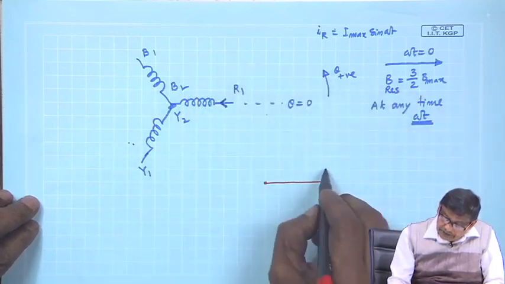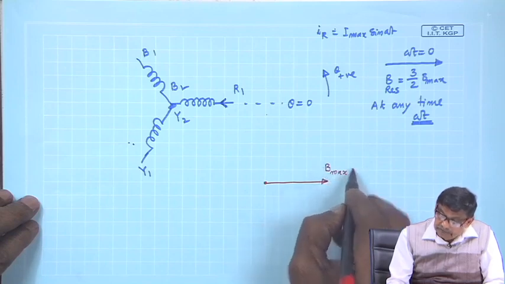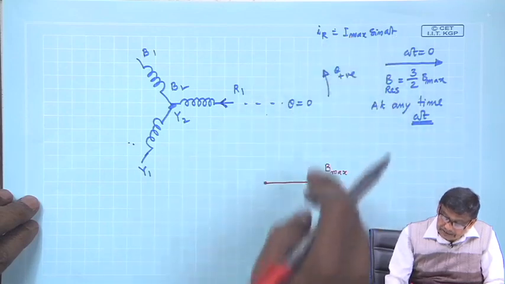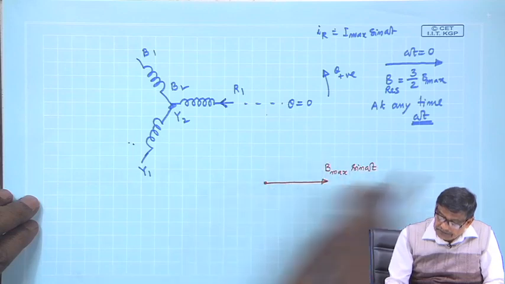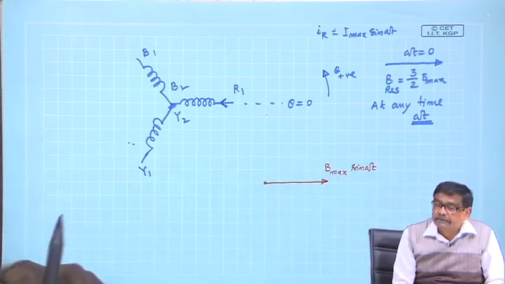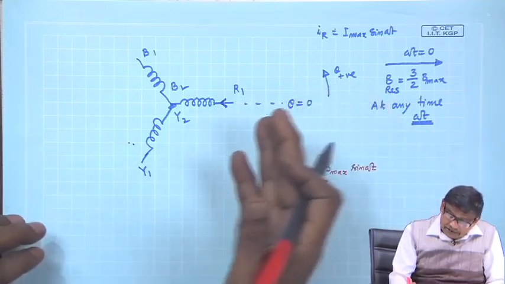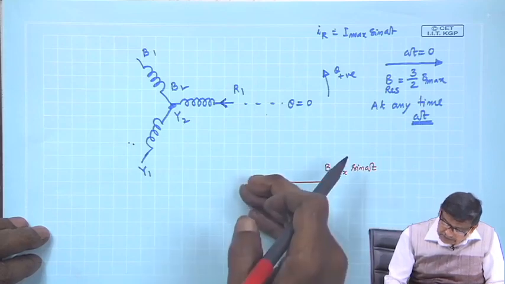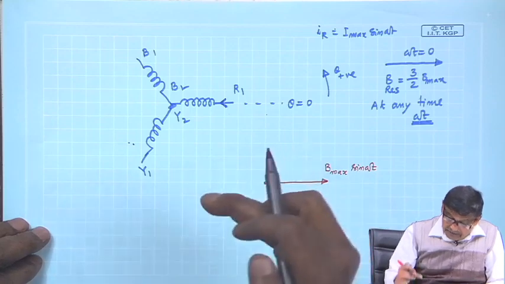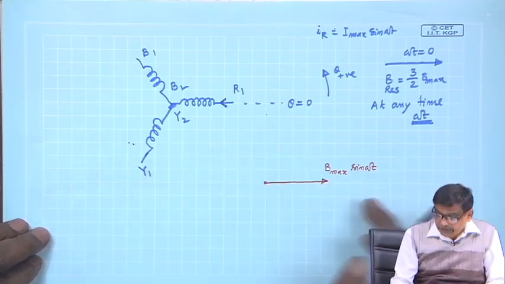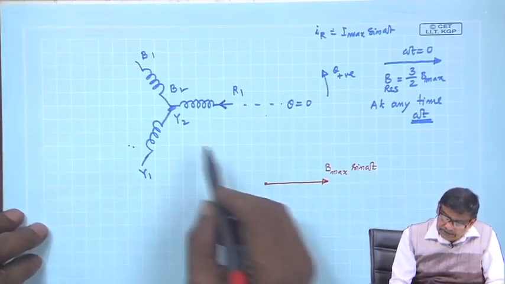In this direction only, and the strength of the field is B max, because I max is there, B max into sin omega t. This will be the strength of the field along this line. Okay, at some omega t it may become negative. So, negative vector of this. So, the equation will take care of this oscillation, whether it is this way or that way. So, that sin omega t term will take care of that. At any arbitrary time t, this is absolutely correct.